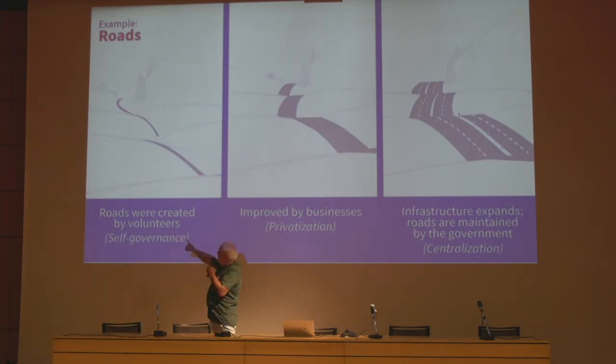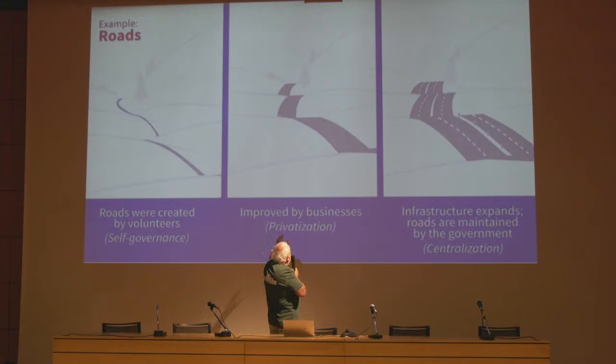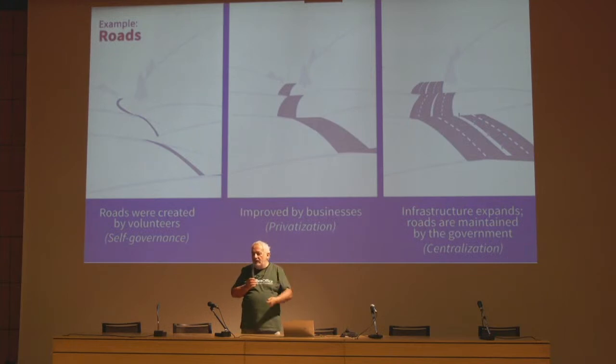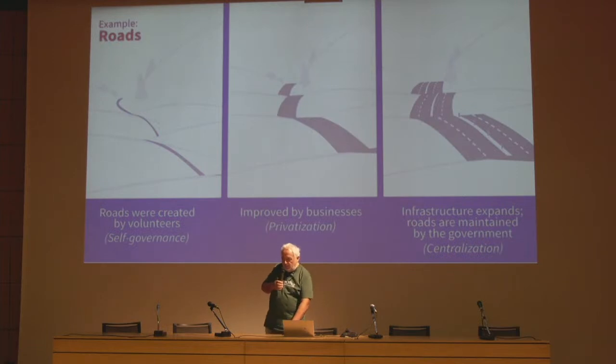Just to make clear the process, Dries makes this example. The roads were created by volunteers, because in the old days you had to reach the other village, so you created the road. Then they are improved by businesses. Once upon a time, you were paying taxes to go on the roads, so of course the business had an interest. And then the infrastructure at the end is managed by the government, so you go to centralization. Of course the project can be similar, but if you want to maintain open source, you need a different privatization concept.